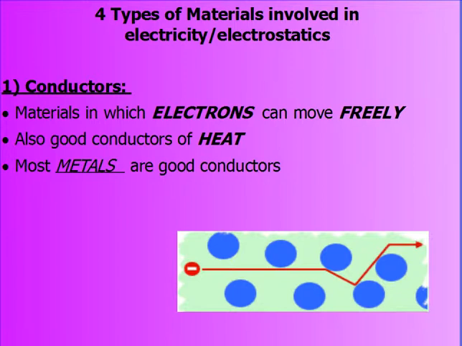Now, there are 4 kinds of materials that you need to know about. The first one's conductors. A conductor is a material that has electrons that can move freely. You see how these atoms are arranged, so the electron can move through. I mean, it's deflected a little bit, but for the most part, the electrons move very nicely. Now, good conductors are also good conductors of heat, because remember, heat is when the electrons bounce off and transfer their energy. Now, most metals are very good conductors. So a lot of times I will say metals and conductors, and I really mean really good conductors.